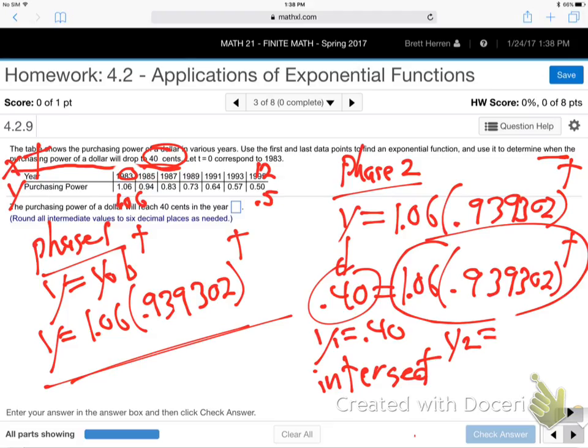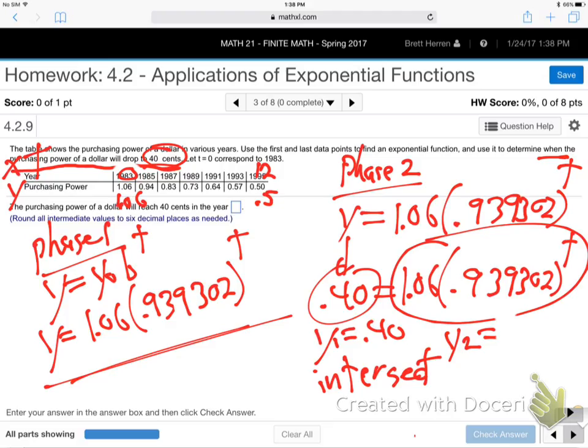0.939302 to the x, 1.06. Looks right. Double check that if you're not getting that. Anybody else getting the answer I got? It came up right this time. It came up 15.56. Okay. You're getting what I got? 15.6. You guys getting that okay?